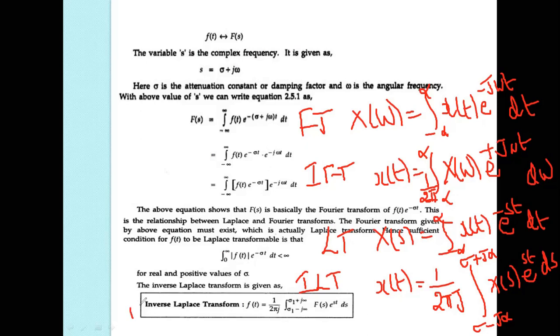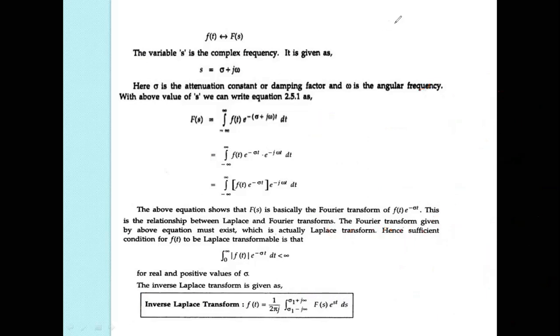The definition of the inverse Laplace transformation in terms of f of t and f of s, as I wrote here, x of t and x of s are just variables. f of t is equal to 1 by 2 pi j, the integral from sigma minus j infinity to sigma plus j infinity of f of s e power st ds. Got it?